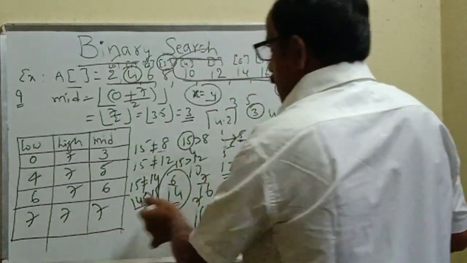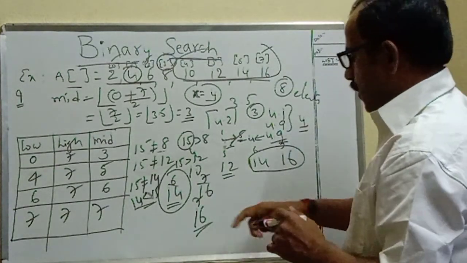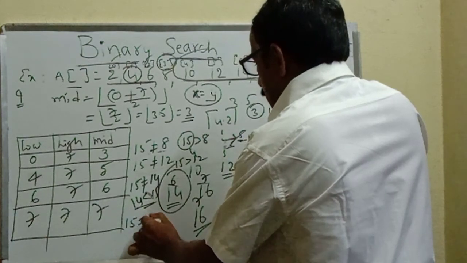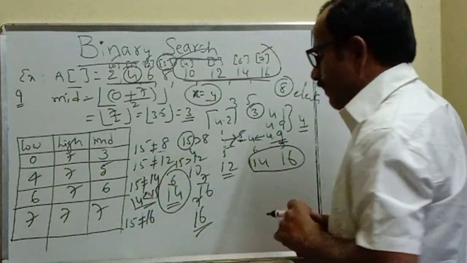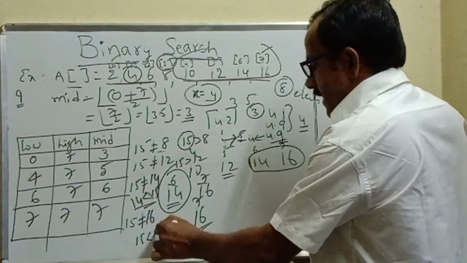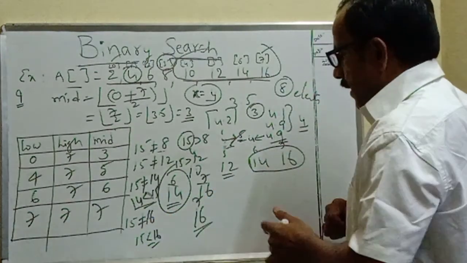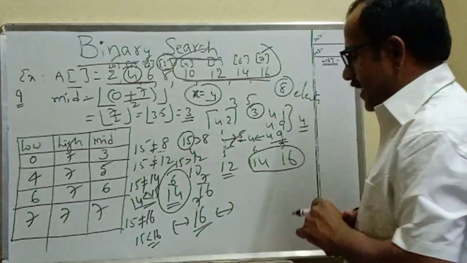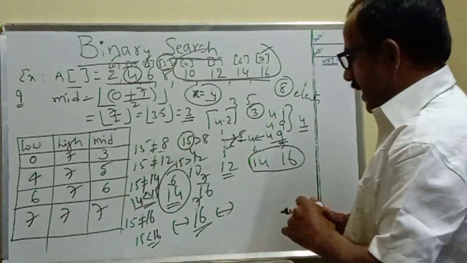7 plus 7 by 2 is 14. So which element is there at 16? 15 is not equal to 16. Yes or no? But the relationship is 15 less than 16. But there is no left side path and no right side path. No subproblem is there at the left side portion, and no subproblem is there at the right side portion.